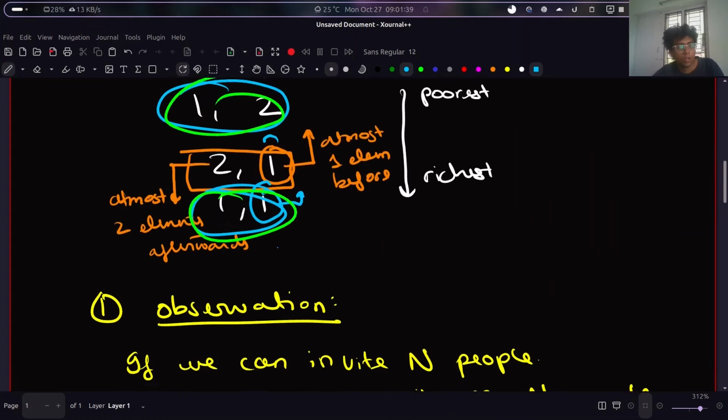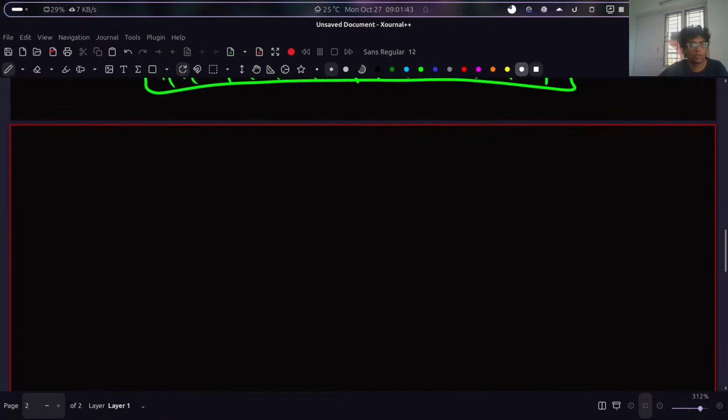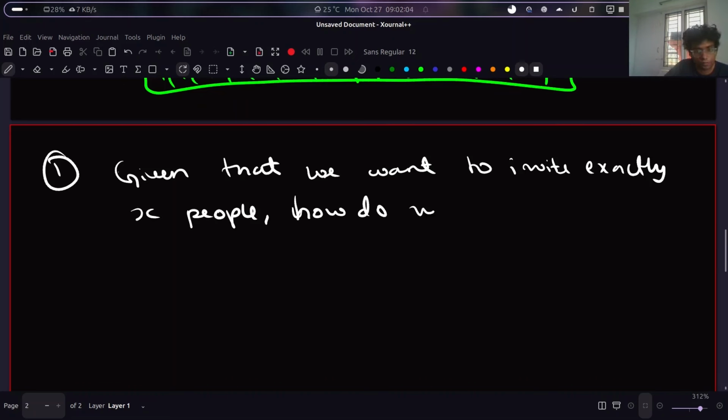Fine. Okay. So now our problem simply reduces to thinking about, given that we want to invite exactly x people, how do we check that quickly? And not going to lie, the observation is not very straightforward.